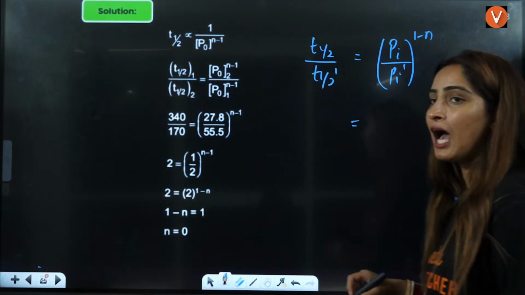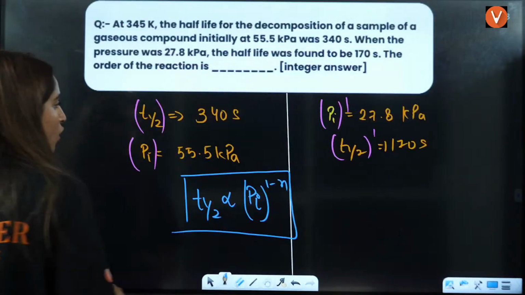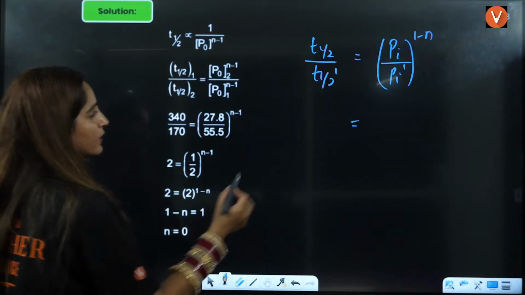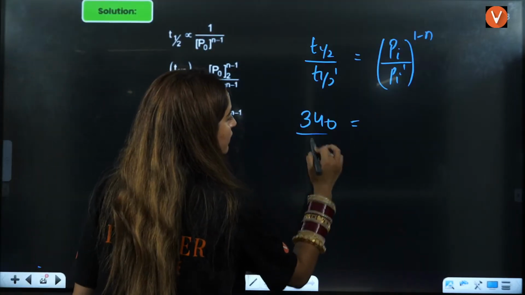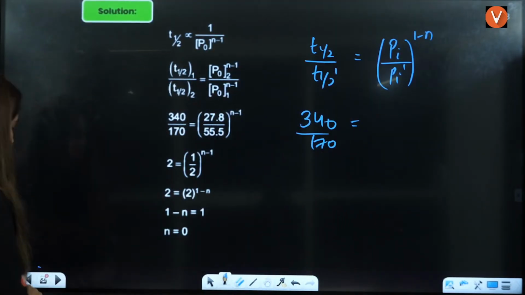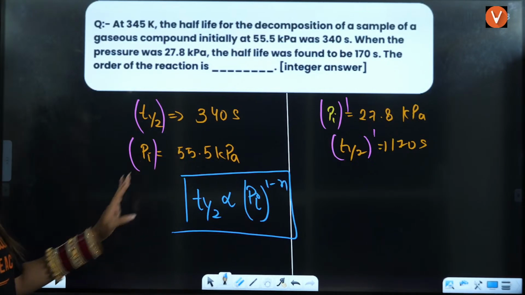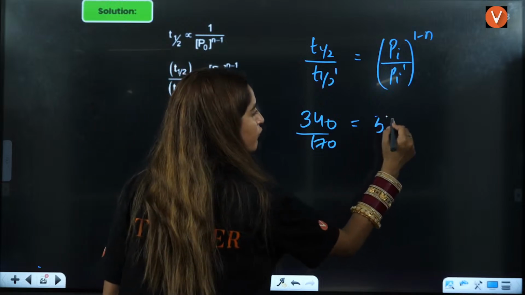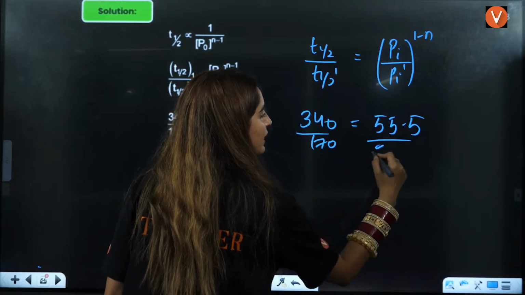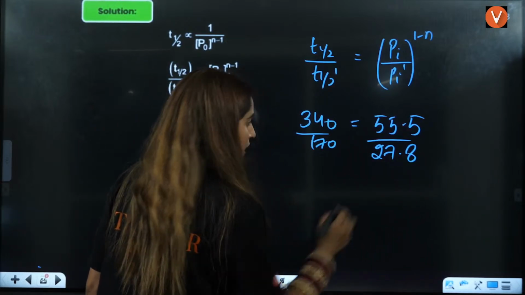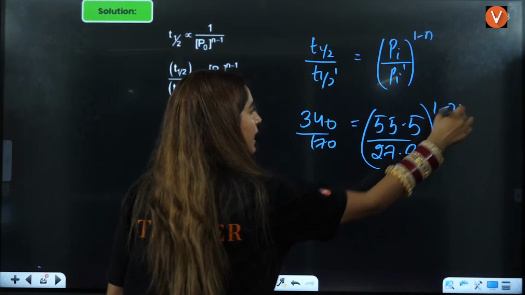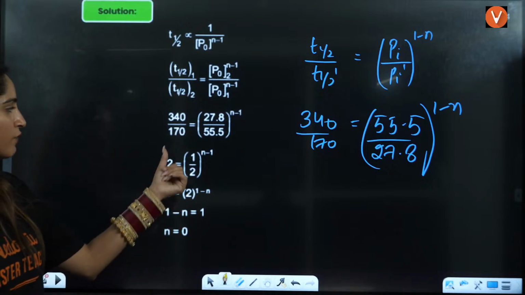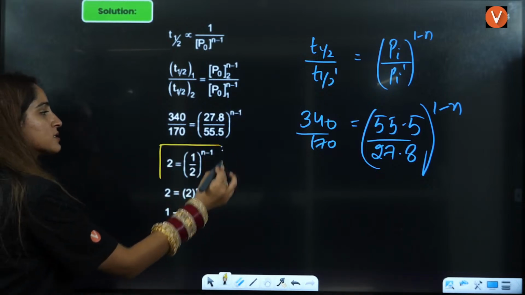So T half and T half dash are already given to you. One T half is 340, the other is 170. P initial here is 55.5, that is 27.8. So you can just write here 55.5 over 27.8, and this will be 1 minus N. From there, you just need to solve this value, and when you solve this, it will come out to be this.